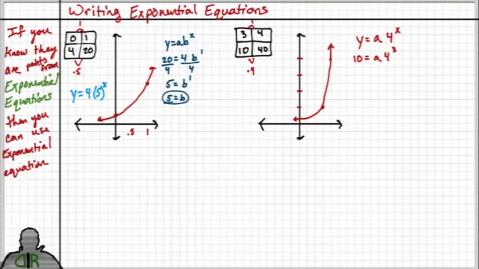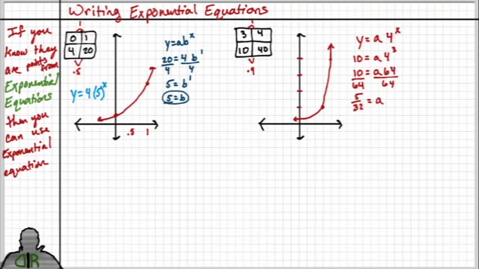Okay, you could use 4 and 40, it's up to you. But I'm using 10 and 3. So 10 goes here where the y is, 3 goes where the x is. And then we're going to start solving it out. What is 4 to the third power? Well, it's going to be 64, so then we're going to divide both sides by 64, and this is going to reduce down to 5 over 32.